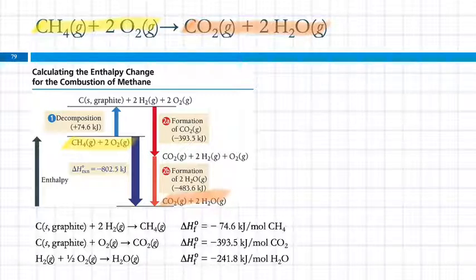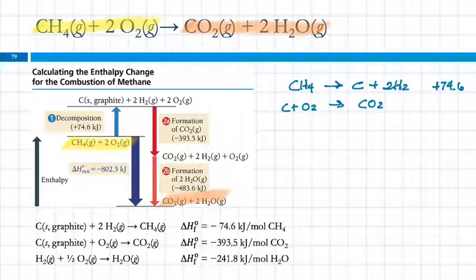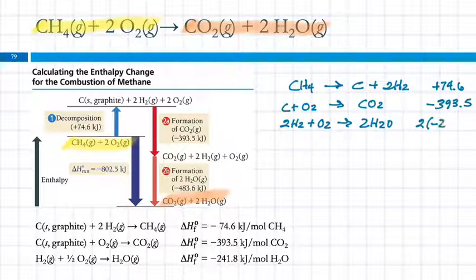So if I want to combine these reactions to make this reaction, I'm going to need CH4 goes to carbon plus 2 hydrogens. And that's going to be the negative of this. So I took this equation, I wrote it backwards. And so that's going to be plus 74.6. And then I'm going to need carbon plus O2 to make CO2. And that is this one just as written. So minus 393.5. And then I need this one twice. 2H2 plus O2 make 2H2O. And that is 2 times negative 241.8.